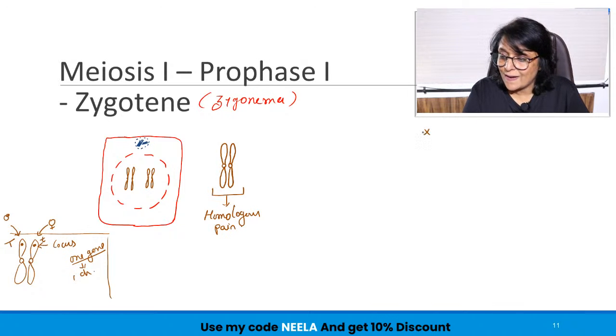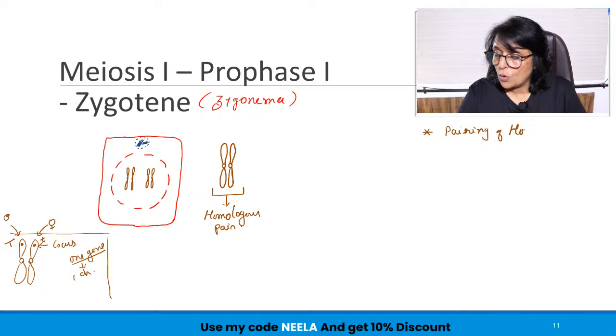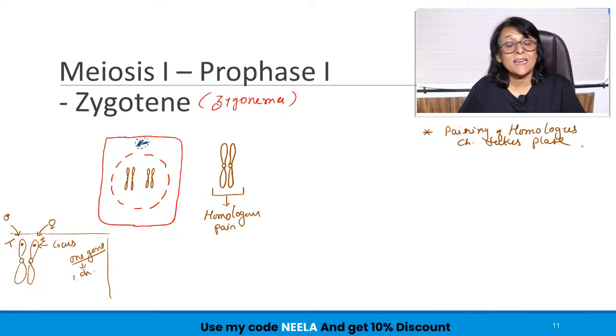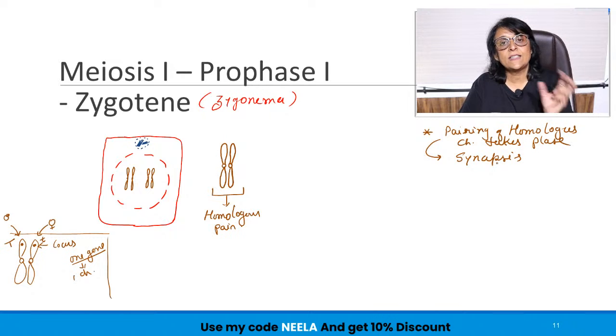So here we will write what is the change in zygotene stage? Pairing of homologous chromosome takes place. What is this pairing known as? This pairing is also termed as synapsis. So there is synapsis or synapse formation. So when we say synapsis formed, it means pairing has taken place. Now these two chromosomes, they are together.